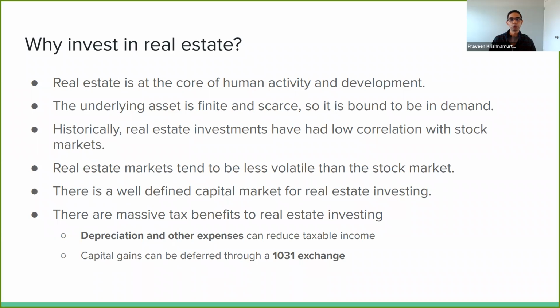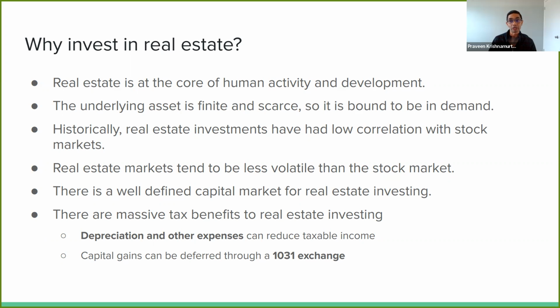So with all this, what are the reasons why one should consider investing in real estate? The first thing is, it is at the core of human activity and development. Real estate is all around us. The houses we live in, the offices that we work in, the hospitals that we go to, schools, shopping centers, hotels. So it's really fundamental to our existence as a society. And you're investing in something that's really core to our development. So you can rest assured that there is demand for it.